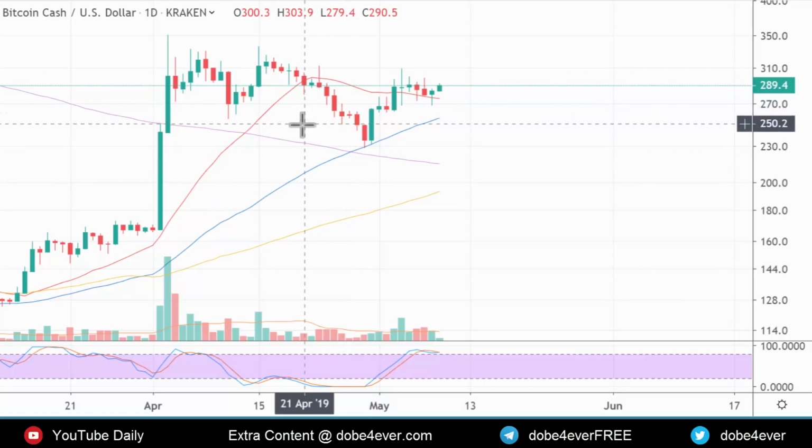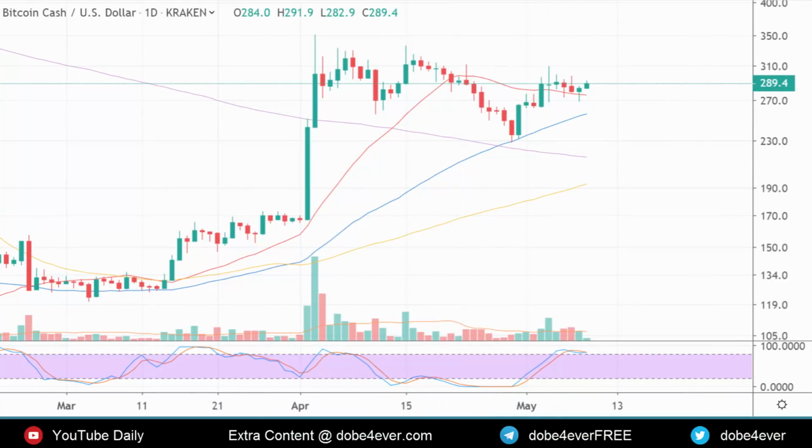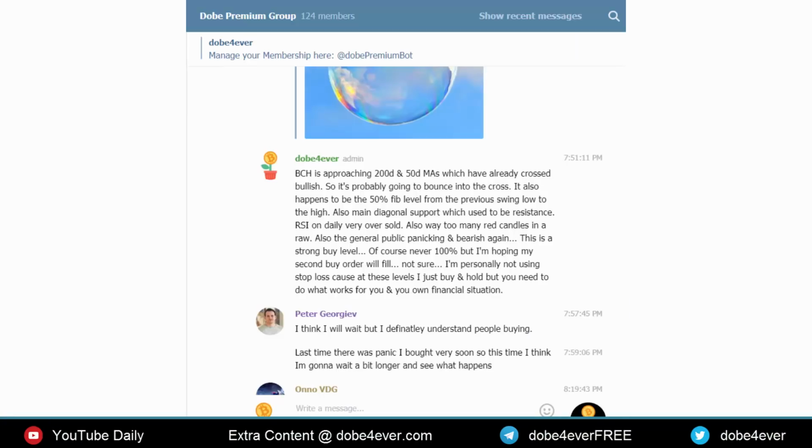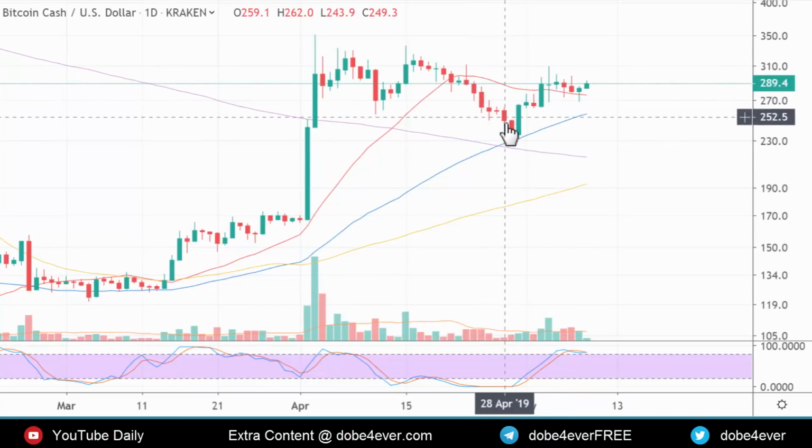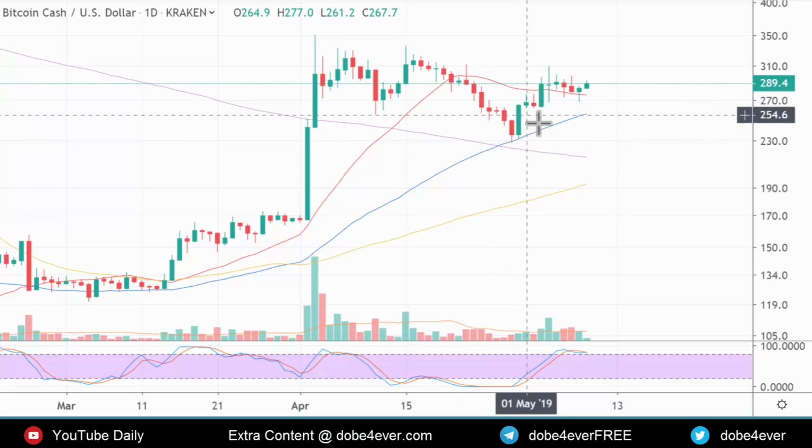So I gave a warning on the Telegram groups, on my private groups. For the record, it is here. BCH is approaching 200-day and 50-day moving averages, which have already crossed bullish. So it's probably going to bounce into the cross. Okay, so this is the important part here. So I was waiting. The ideal situation to enter long is when the price bounces into the cross, and then you buy the cross here and then you go long here.